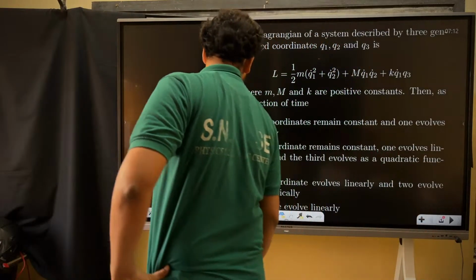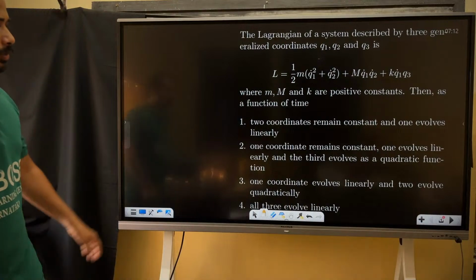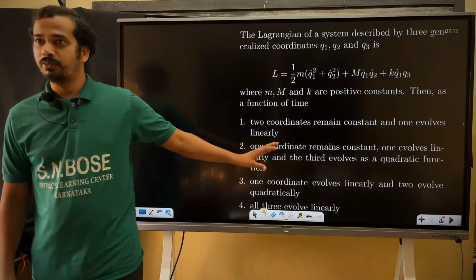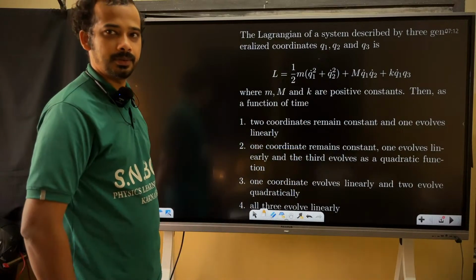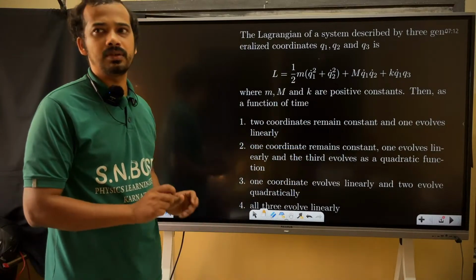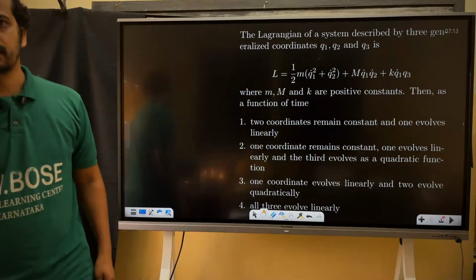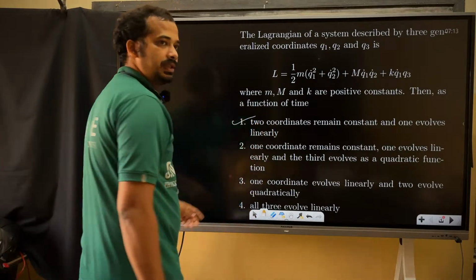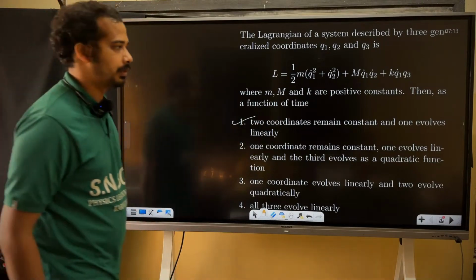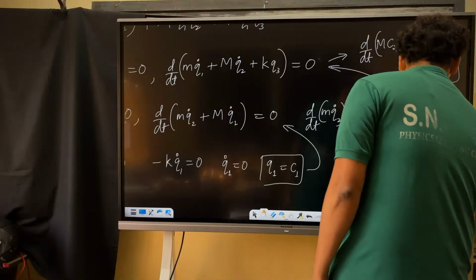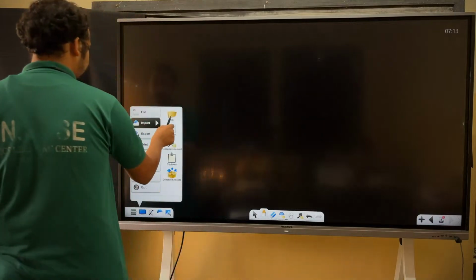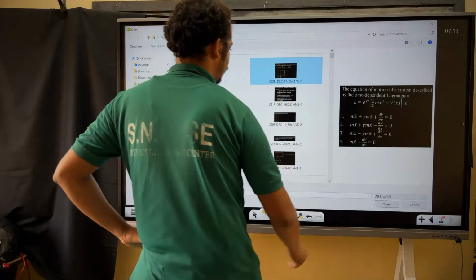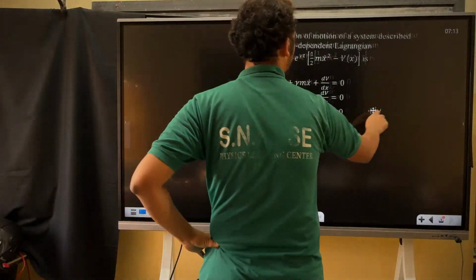So that's what I told. If you look at how many questions they asked of a similar type, there are no other questions like that. What you should be good at is writing the equation neatly, and then thinking. Two coordinates remain constant, one coordinate evolves linearly. Very simple. So do this one. I hope you can do it. It's not a big deal.